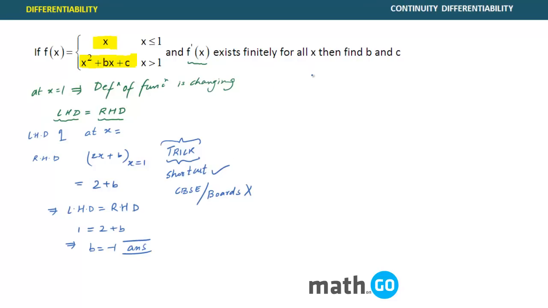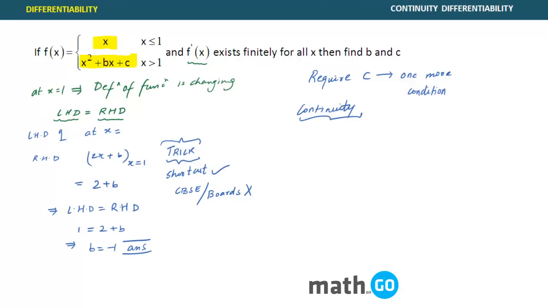Now we require c also. For c, that means we require one more condition. Where will we get this condition from? Think of it. Yes, we can get this condition from continuity as well. Since the function is differentiable, we can say that this function is continuous as well. So how do you apply continuity? Again, a very small trick. Let me tell you how.